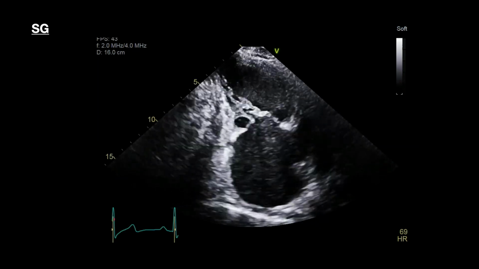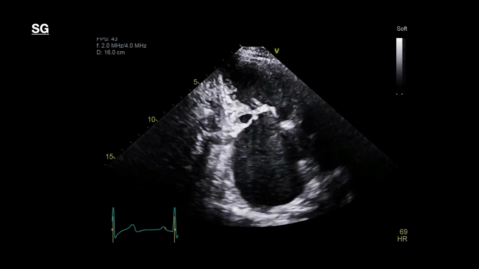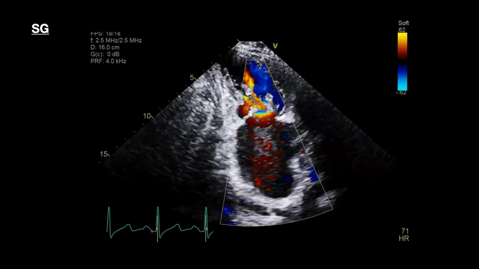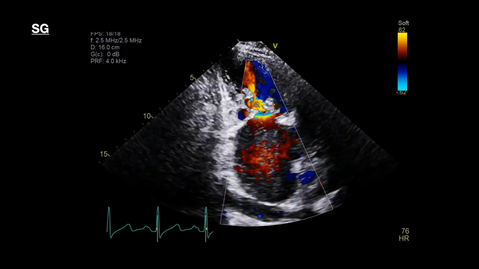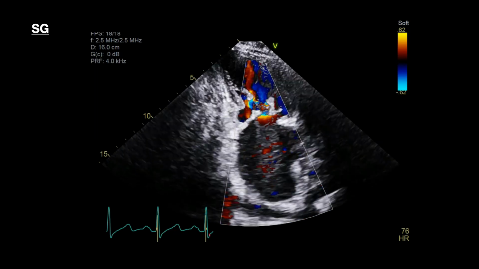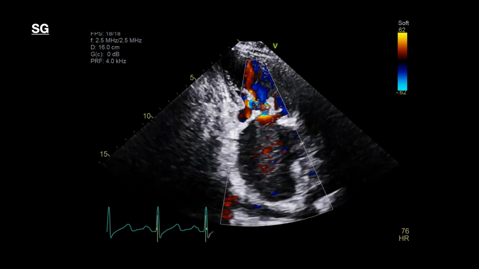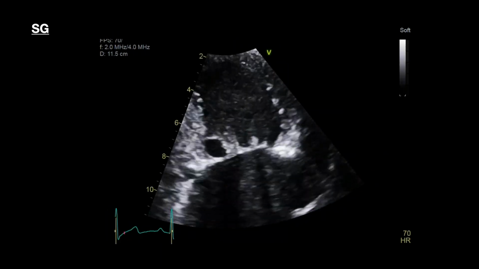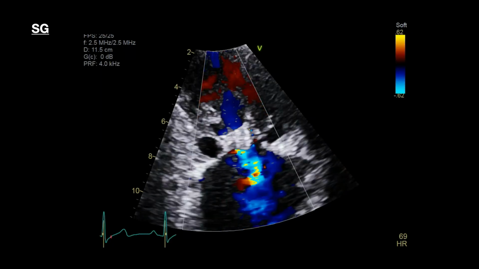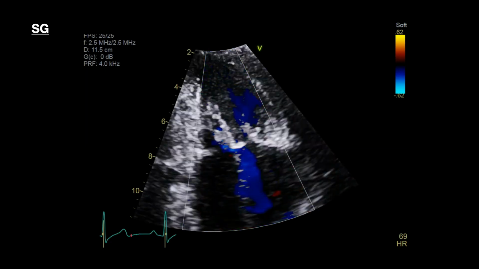And then we've moved around to apical 2-chamber. Again, the grossly enlarged LA just takes over the whole picture. Colour through the valve, demonstrating the same findings as before. So you can see that blue jet of centrally directed MR and the flow convergence at the mitral valve opening. Zoomed in again, and colour at the zoomed in view.